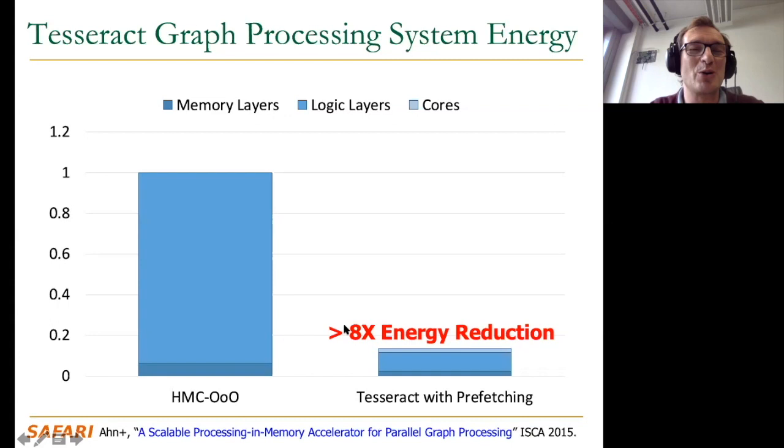But basically, very significant gains are possible if you change the entire system to take advantage of the logic layer to accelerate an application, as you can see, both in terms of performance and energy. We have some analysis showing that data movement reduces as a result. Both performance and energy improve because we're minimizing data movement, because we're changing the paradigm again.